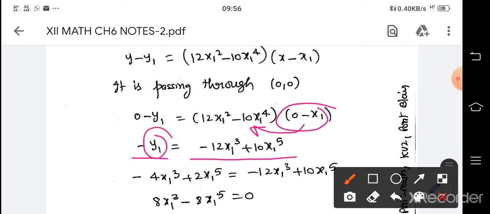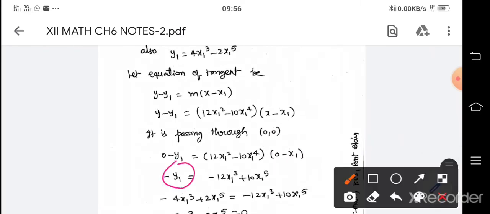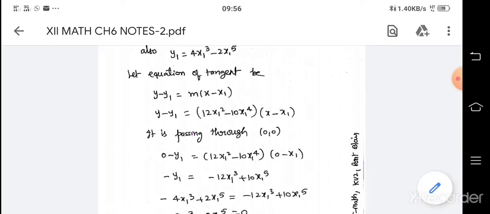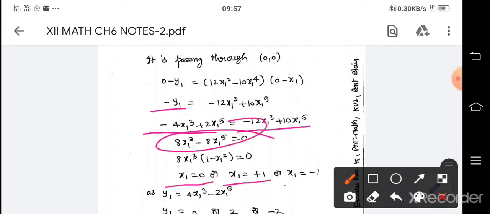But we know very well y1 can be taken as, look, y1 is what? 4x1 cube minus 2x1 power 5, since it is on the curve, substitute it. So it is minus y1, minus multiplied and substituted. So after simplification we get x1 is 0 or x1 is 1 or x1 is minus 1.